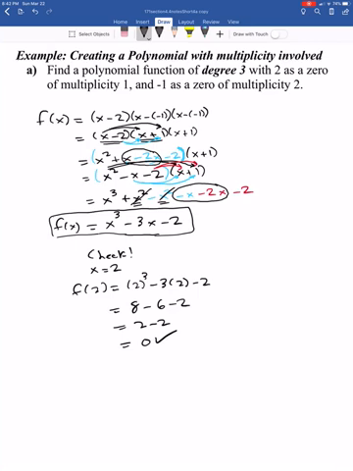And we could do the same thing for negative 1, right? Negative 1 cubed is negative 1. Minus 3 times negative 1 is plus 3. That makes it 2. And 2 minus 2 is 0. So you can see this is the degree 3 polynomial containing those zeros. And, of course, the multiplicity was involved with those. So, again, I hope that helps you with understanding how to create a polynomial.